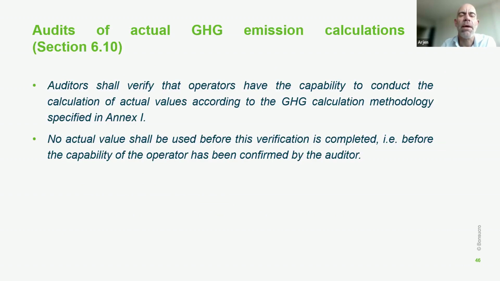The same goes for requirements in relation to actual greenhouse gas emission calculations, additional requirements for auditors, which basically say that an auditor shall assess whether an economic operator actually has the capability and the knowledge to perform actual calculations before that operator is allowed to use actual greenhouse gas calculations on its transaction documentation, so to use it as evidence of sustainability information.